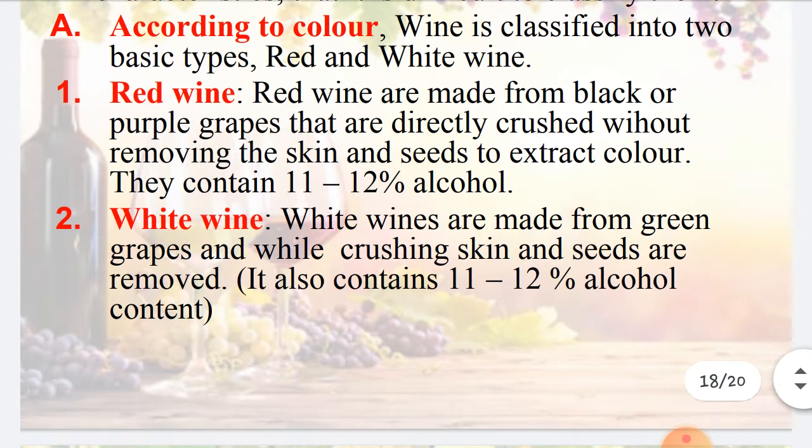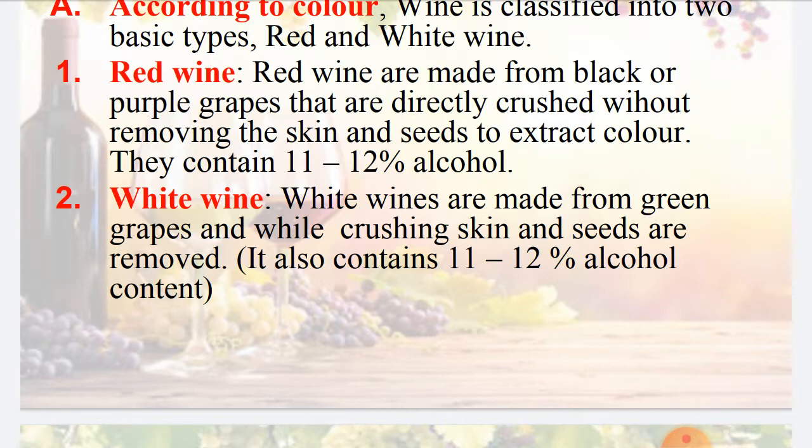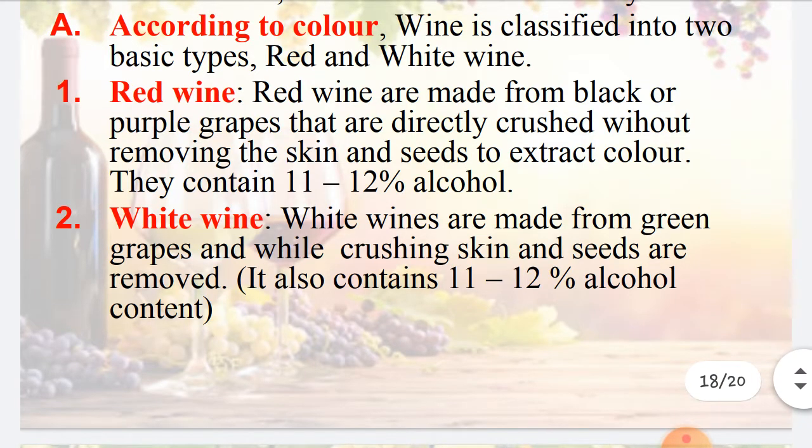The first criterion is color. According to color, wine is classified into two basic types, red wine and white wine.